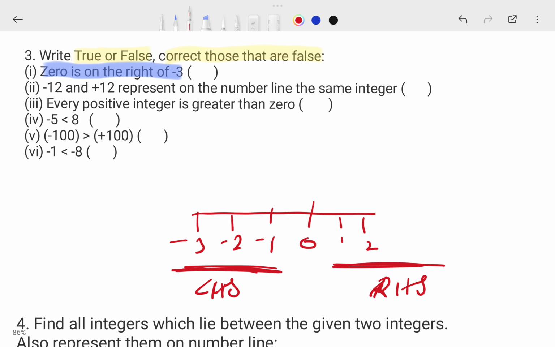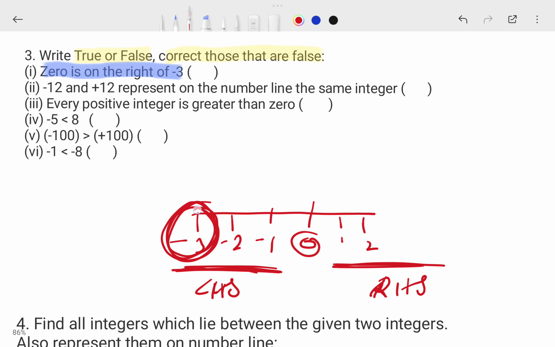If you see, 0 is on the right of -3. This -3 is there, so 0 is on the right side of -3.